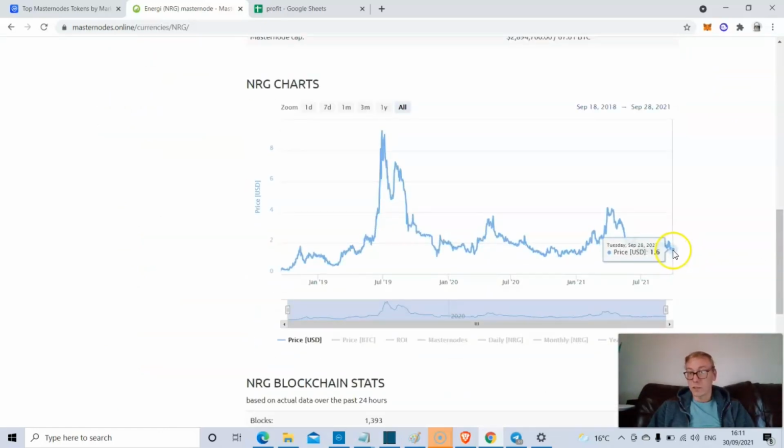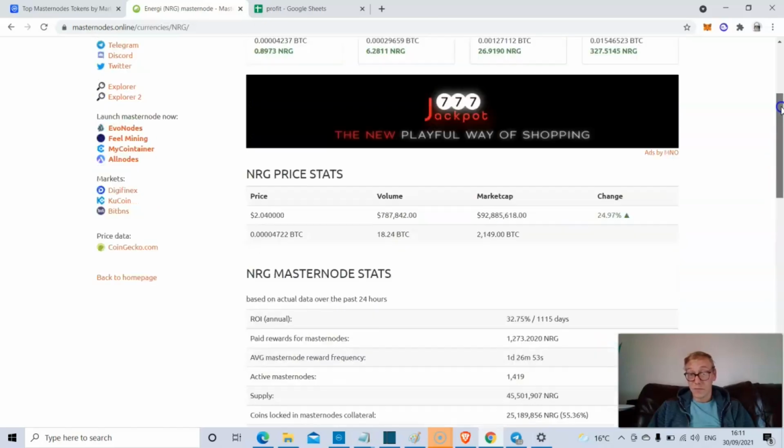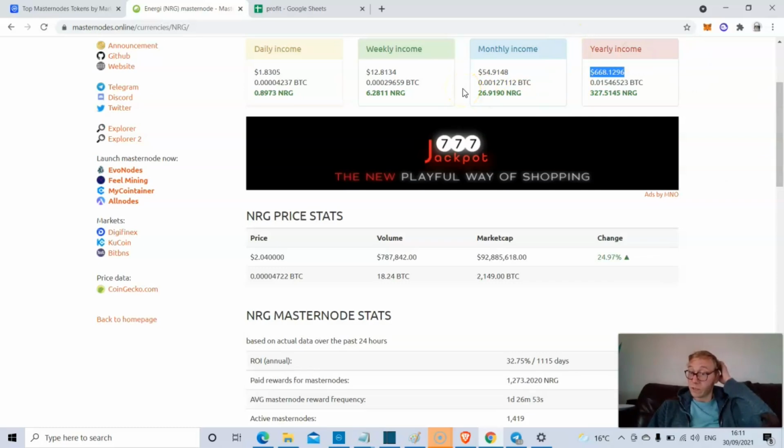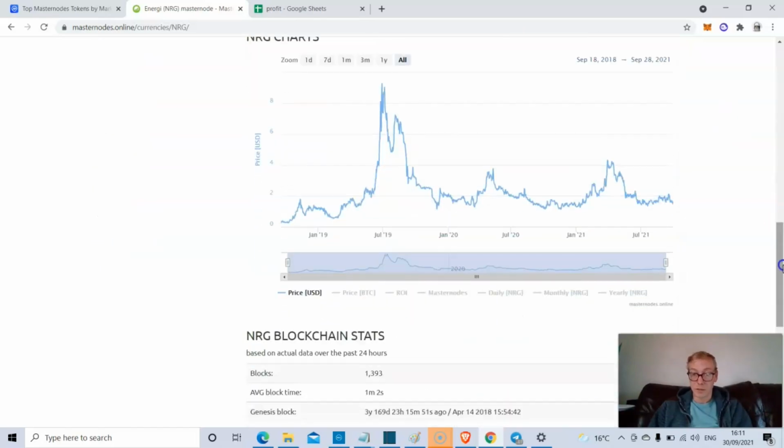Current price for energy is about $1.60. So if it runs back to the previous price, which is more than double, then your Masternode is worth double, but it also means your reward's worth double. So your rewards across the month would now be $100 or $108. Your yearly income would now be $1,300.